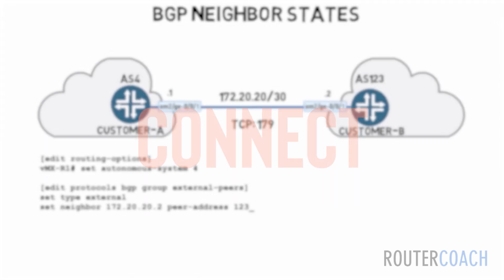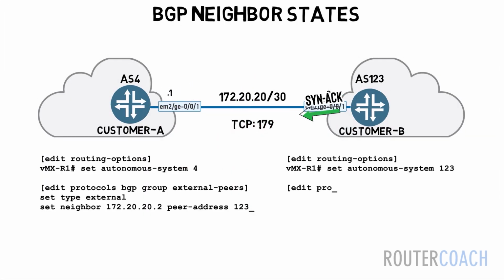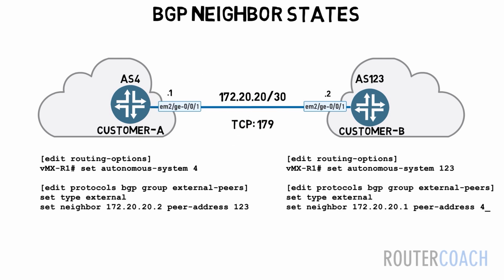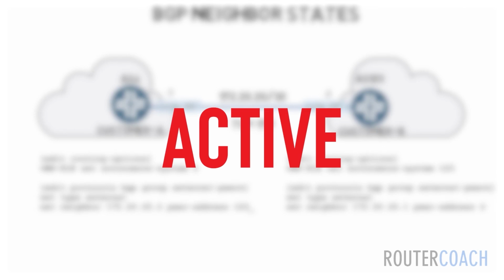Connect. BGP is waiting for the TCP three-way handshake to complete. When it is successful, it will send an open message and continue to the open state. In case it fails, the local system restarts the connect retry timer and continues to the active state.